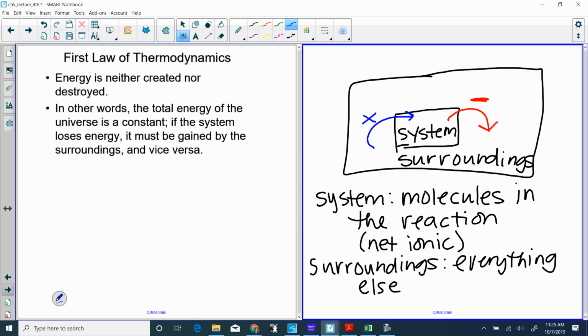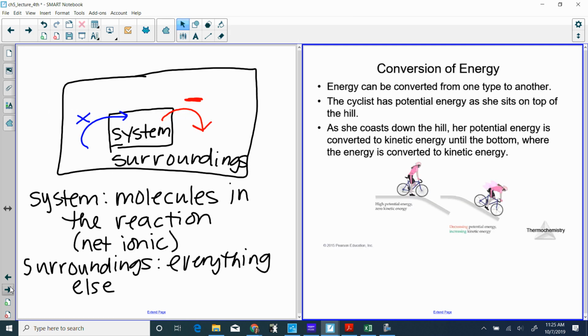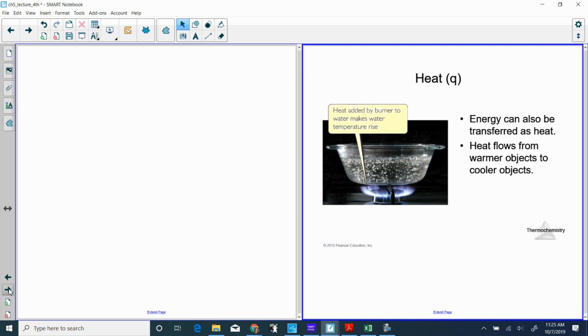Ways it can gain energy. I can put it on a Bunsen burner and get it hot, give it heat energy. I can shake it and give it kinetic energy. I can plug it in, give it energy. Okay? So no matter what we're doing, it's not magic. Energy is going to be transferred. It doesn't just disappear, and it doesn't come out of nowhere.